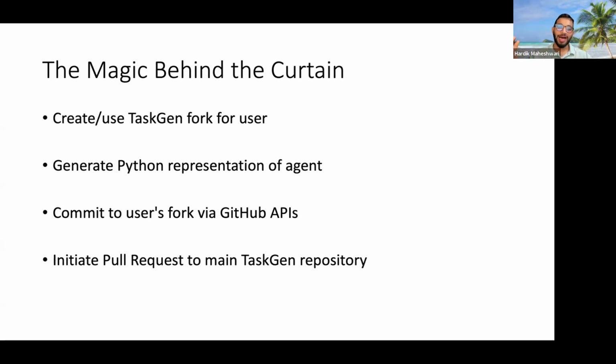We had to use the internals of Git because we don't want to use Git commit and CLI commands, since that needs you to have Git on your laptop. So we went with the internals of Git and used the APIs directly. Once it's committed to your fork, we initiate a pull request with the TaskGen repository, and you are all set for your contribution.